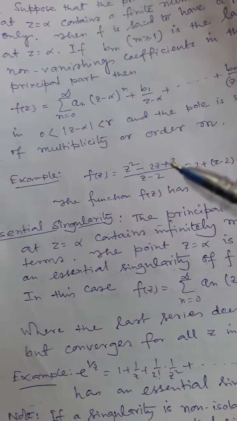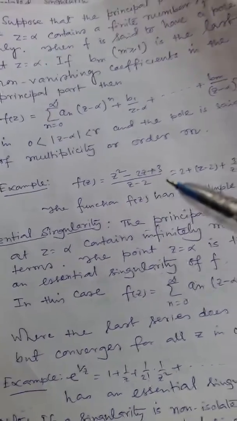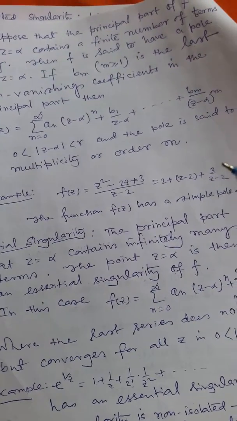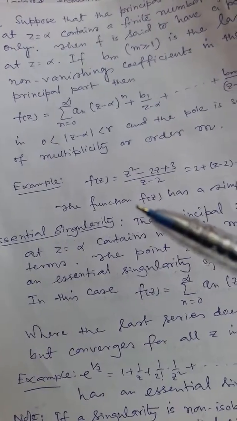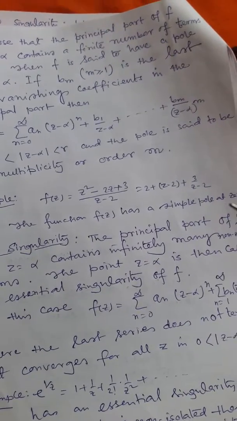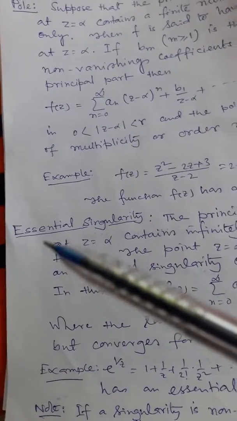Example: f(z) equals (z squared minus 2z plus 3) by (z minus 2) equals 2 plus (z minus 2) plus 3 by (z minus 2). The function f(z) has a simple pole at z equal to 2.